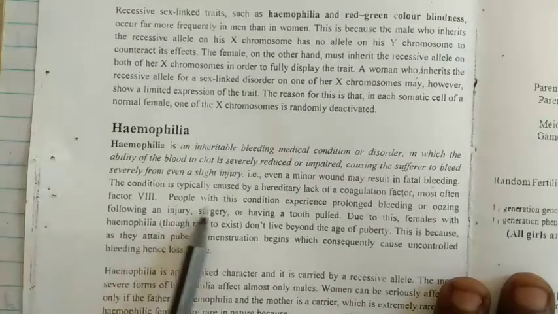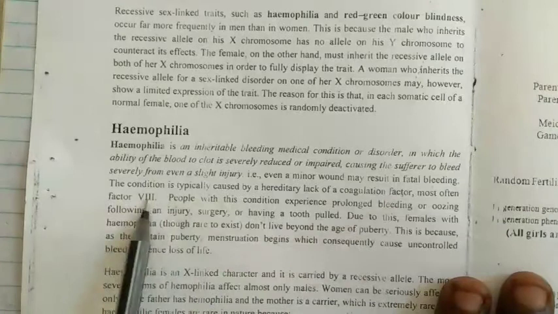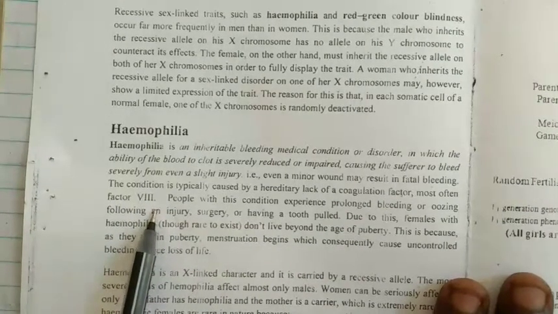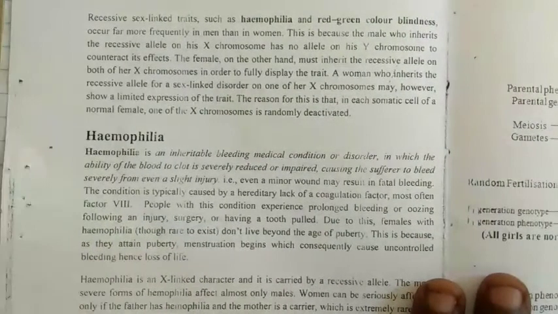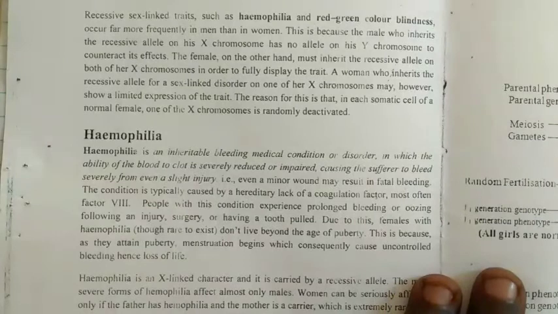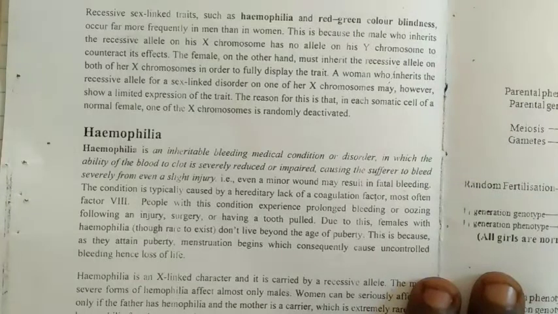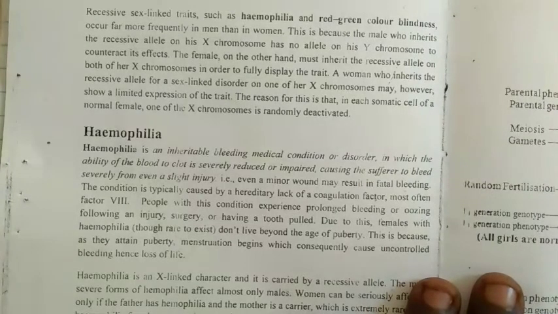The condition is typically caused by hereditary lack of coagulation factor, most often factor 8. Blood coagulation, tena kusoma kwenye transportation, blood coagulation ina factors. Moja kati ya hizo ni factor 8. Ziko nyingi, kuna factor 1 hadi factor 12 hivi. Kwa factor 8 sikumbuki vizuri inakuwa ni nini, lakini coagulation factor 8 ikikosekana ndio mtu anakuwa na Hemophilia.